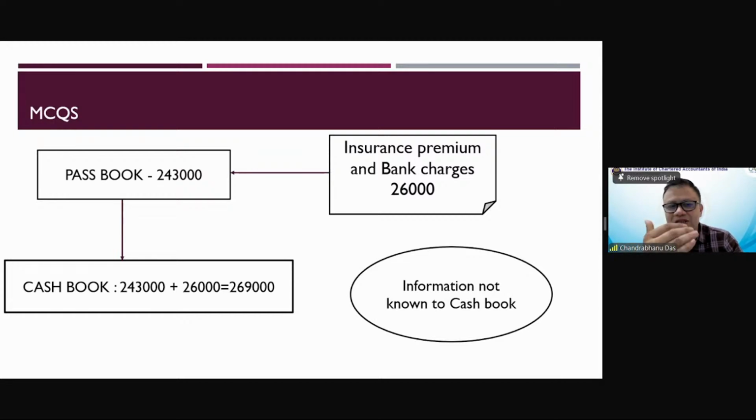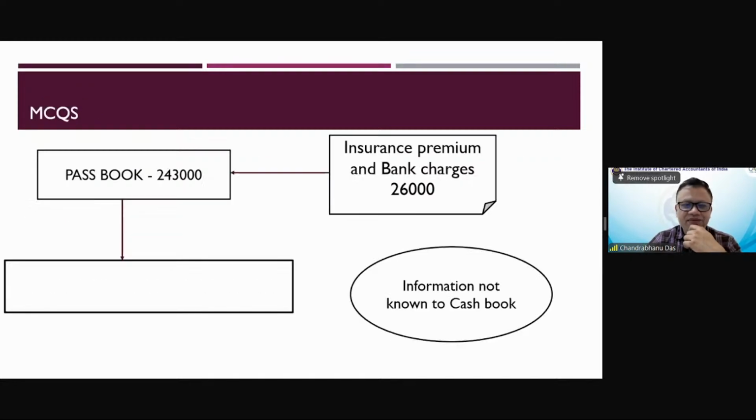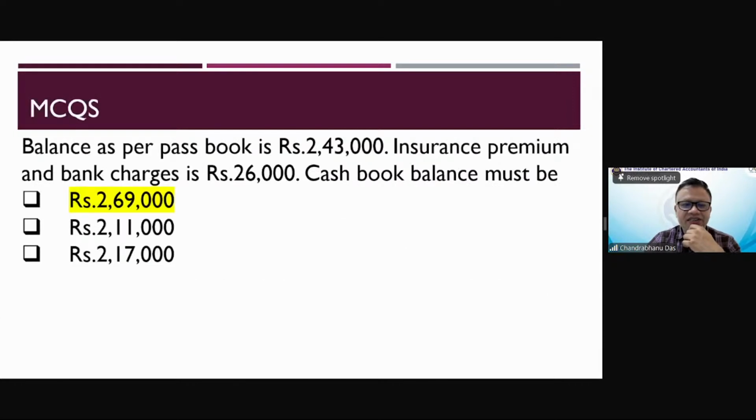So from the passbook, whenever arriving at the cash book, you are doing this. We are adding this transaction because it is not known. So information is not known to the cash book. So whatever information is known or not known, we can have revision on this also. Again, I can talk on the revision on this. So insurance premium and bank charges, you can see it's 2,69,000 when you add it up. Same thing came here, 2,69,000, and it's added up.